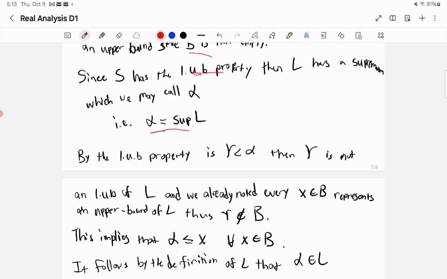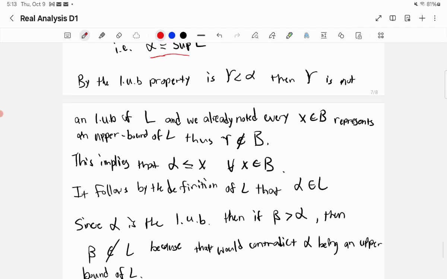Okay, so gamma is not an upper bound if it's smaller than alpha, because alpha was the least upper bound. It's the smallest upper bound. So that means that gamma is not an upper bound of L, right? It can't be an upper bound of L because it was smaller than alpha. Great.